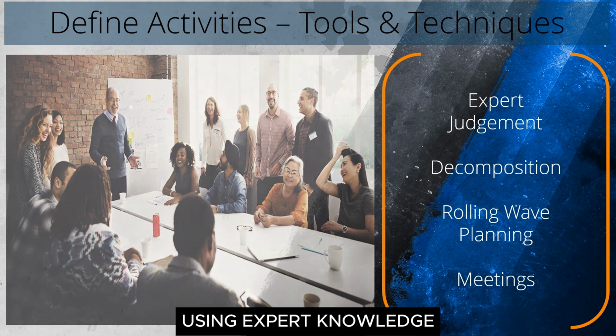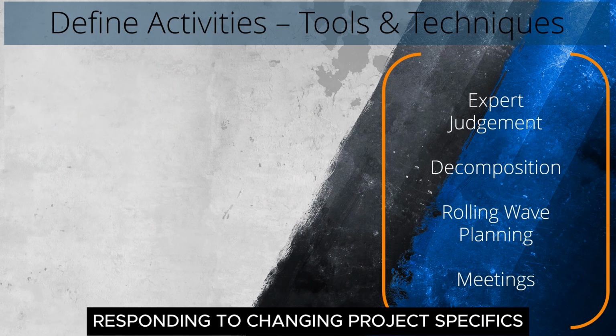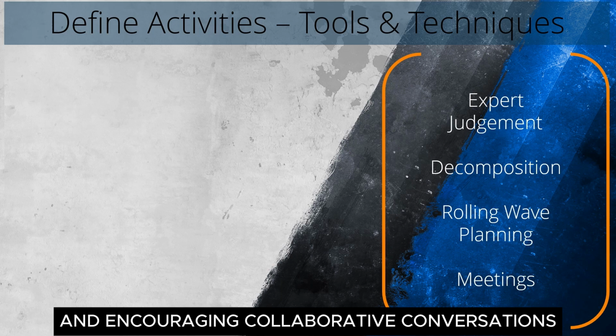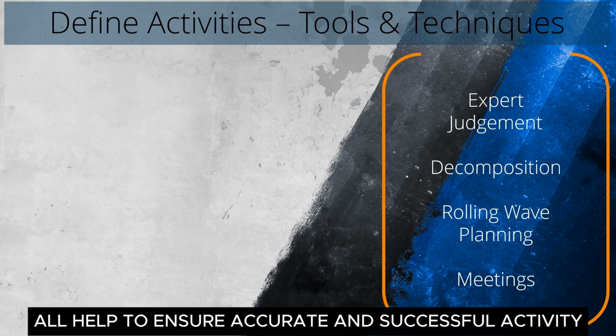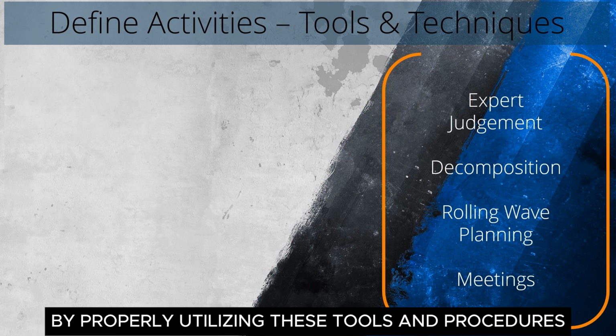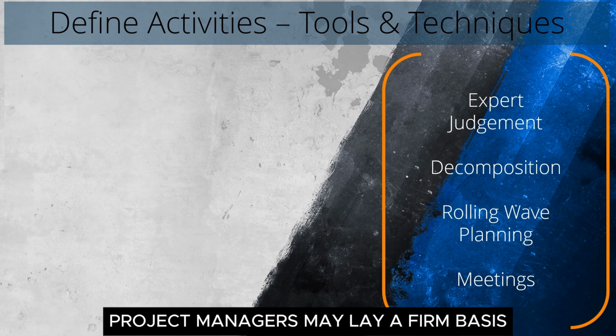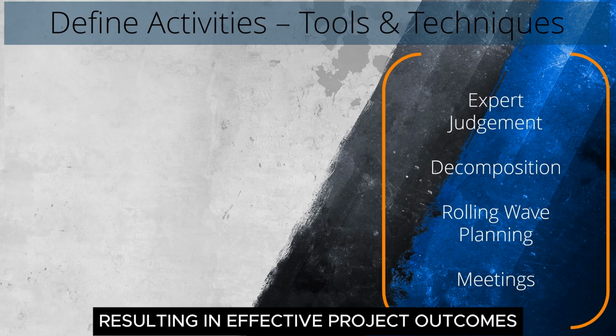Using expert knowledge, breaking down deliverables, responding to changing project specifics, and encouraging collaborative conversations all help to ensure accurate and successful activity description. By properly utilizing these tools and procedures, project managers may lay a firm basis for project execution, resulting in effective project outcomes.